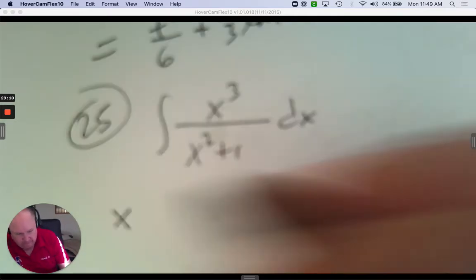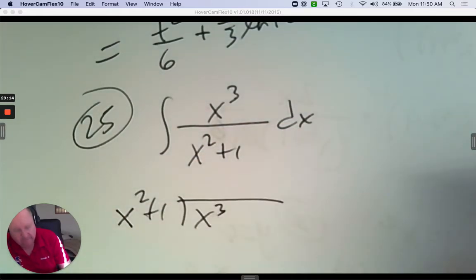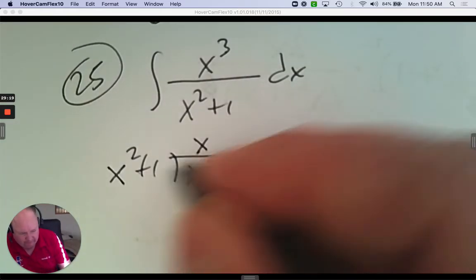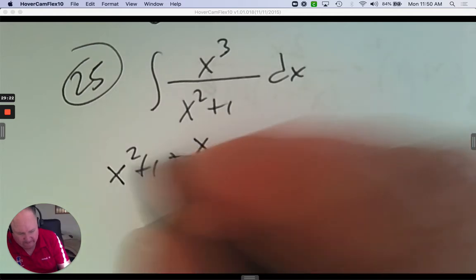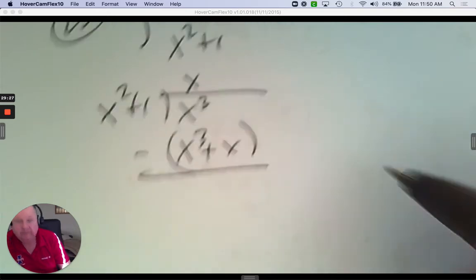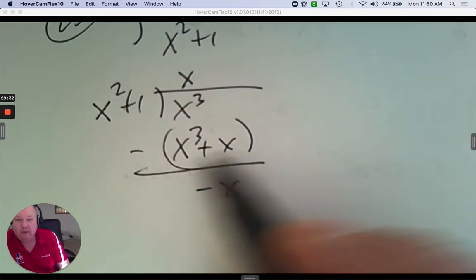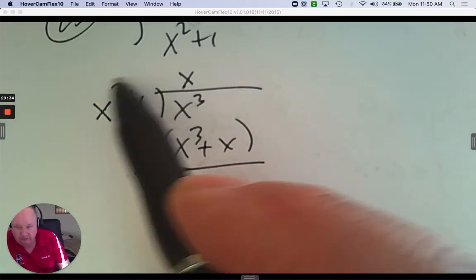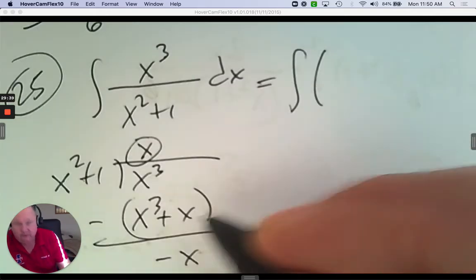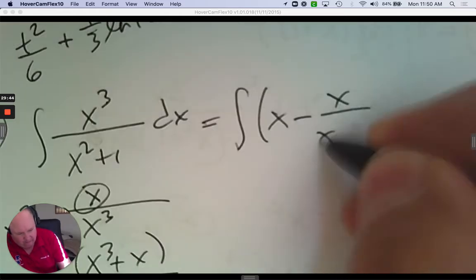So long division would be x squared plus 1 into x cubed. So this would be x. So divide, x cubed divided by x squared is x, and then multiply. Subtract. What's left over is negative x. The degree is smaller than what I'm dividing by. So I can come back here again and realize the answer is x, and then the remainder is minus x over x squared plus 1.